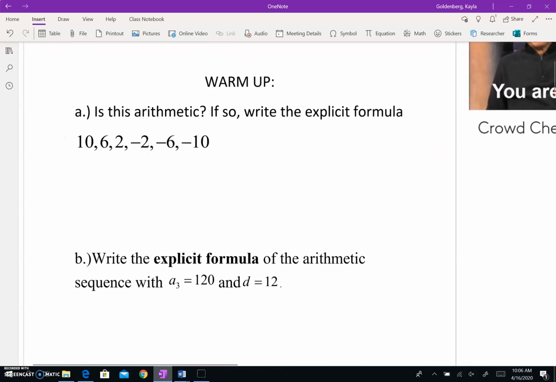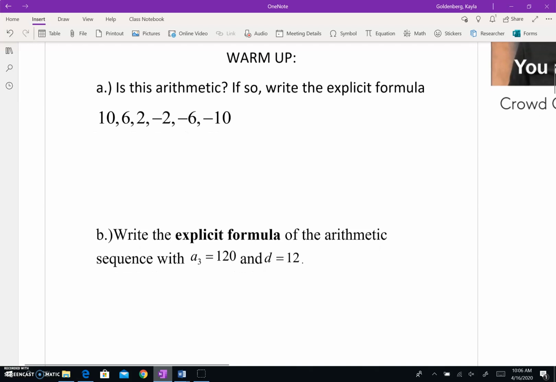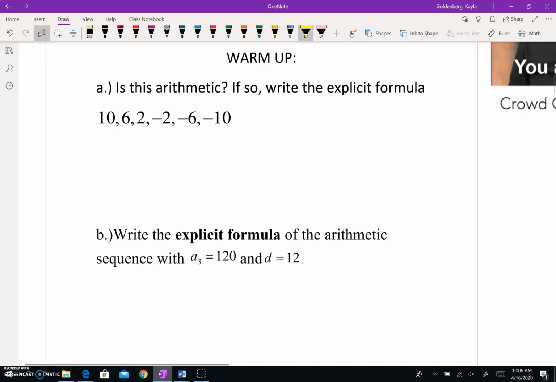So to start us off, before we get into the new content, I just wanted to do a quick warm-up to refresh our minds of what an arithmetic sequence of numbers looks like. You've got two warm-up problems. The first one gives you a sequence and asks, is it arithmetic? And if so, write the explicit formula that gives you any term. Part B asks you to write an explicit formula given a couple of clues. And we are assuming for Part B that it is arithmetic.